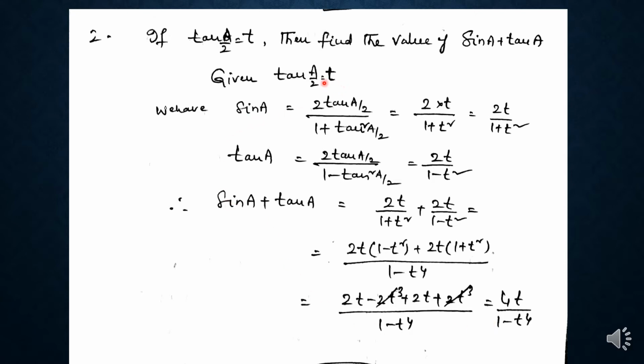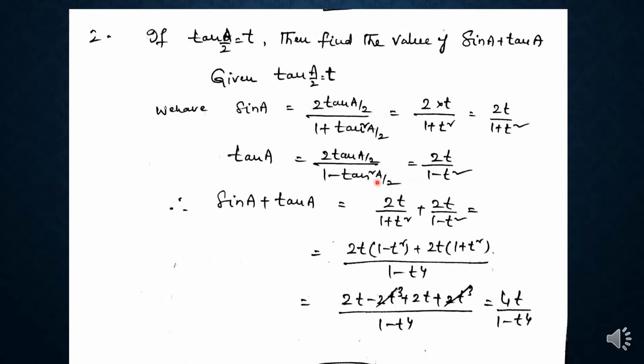So here we have given tan A/2 is equal to t. By writing sin A in terms of tan A/2, that is 2 tan A/2 divided by 1 plus tan squared A/2, that is equal to 2t by 1 plus t squared. And tan A, in terms of 2 tan A/2 divided by 1 minus tan squared A/2, that is 2t by 1 minus t squared.